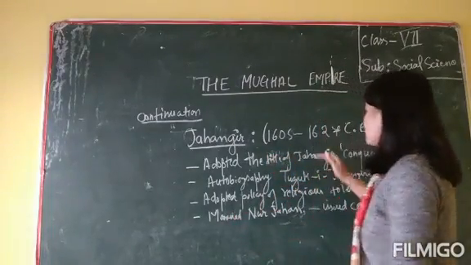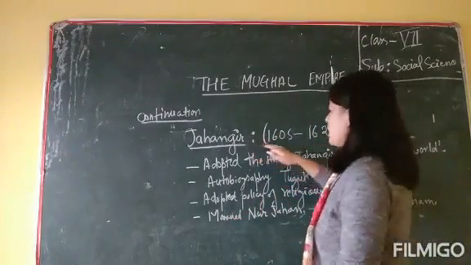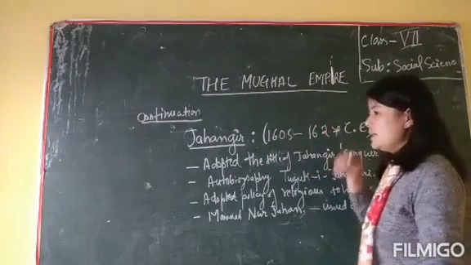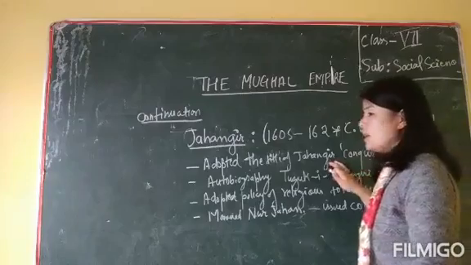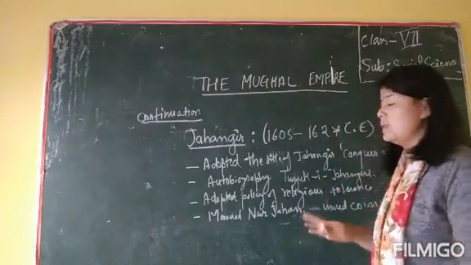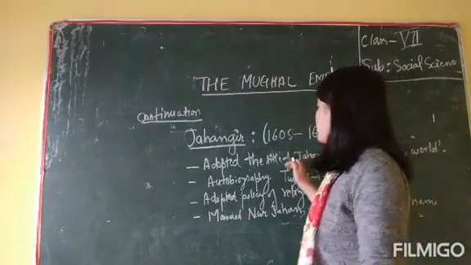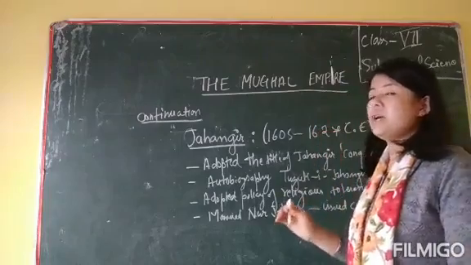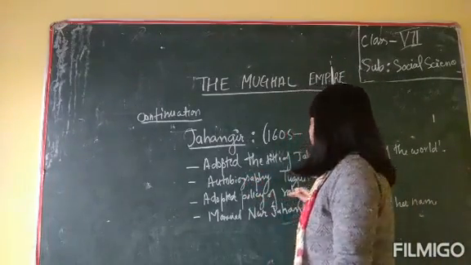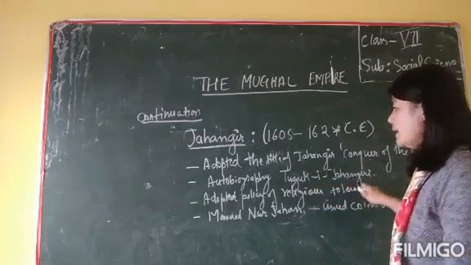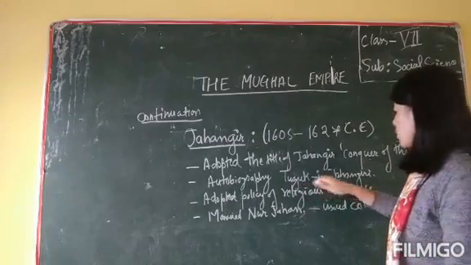Nasruddin Salim. After Jahangir became emperor, he entitled himself Jahangir, which means the conqueror of the world, right? So we are going to learn all the information about Jahangir's whole reign from his own autobiography, that is the Tuzuk-i-Jahangiri. So he has written an autobiography.